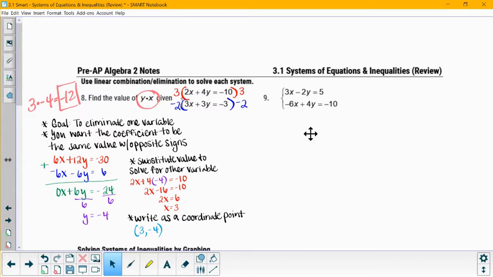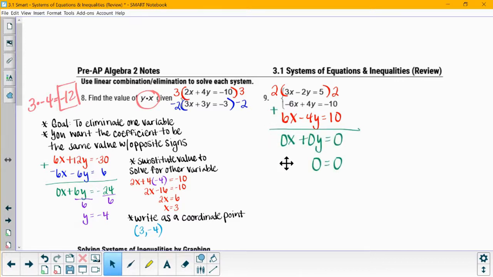For number 9, I'm going to follow a similar method. I already have negative 6 here, and I know I can multiply 3 by 2 to get positive 6. So I'm not even going to change the second equation. I'm going to go ahead and multiply the top equation by 2, which is going to give me 6x minus 4y equals 10. And then I'm going to combine linearly.